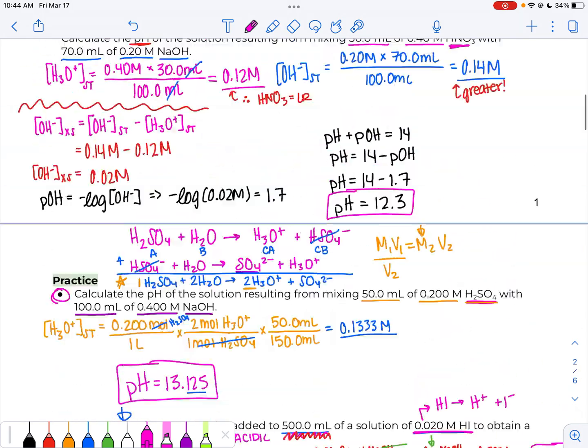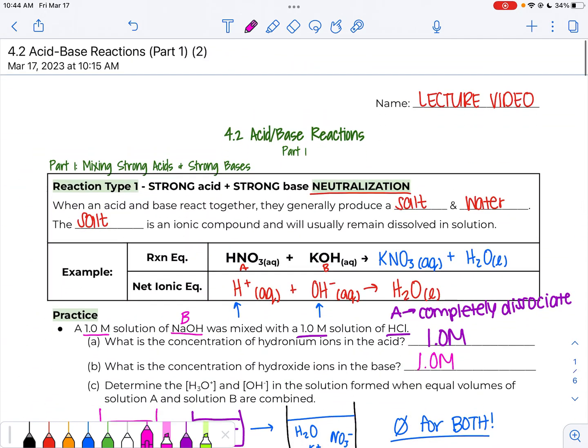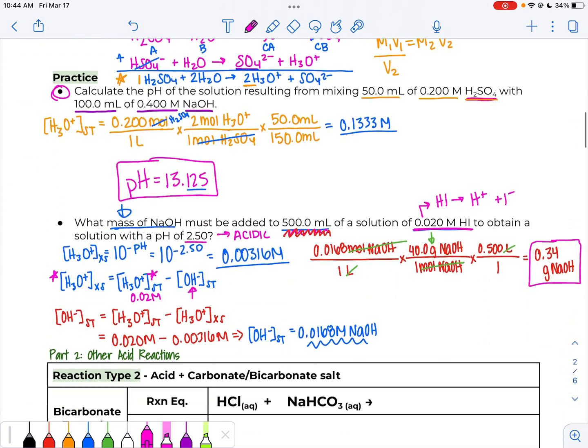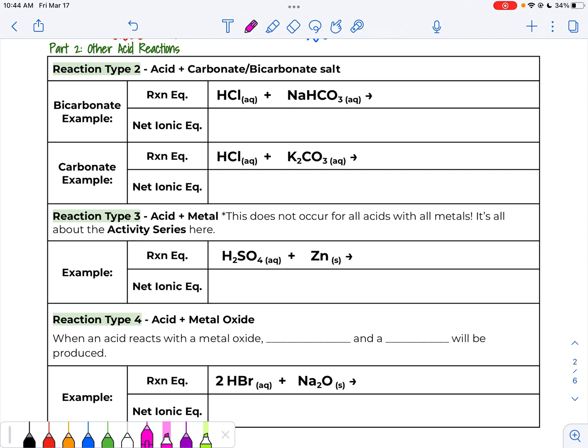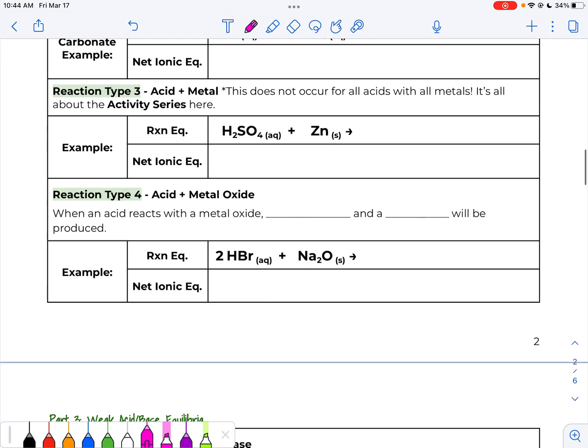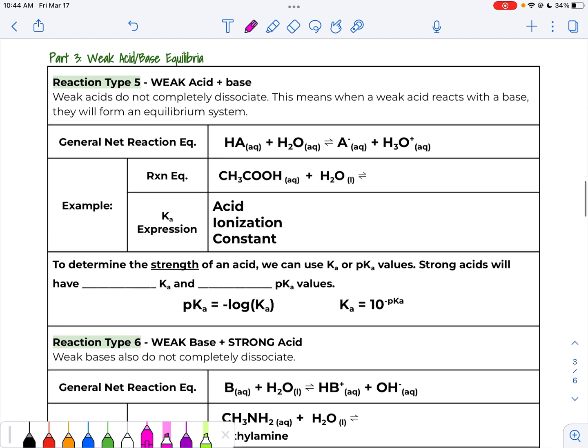Yay! All right, so I know this video is going to end up being kind of long, but I'm just going to do it all in one go. If you were absent on this day, use my answer key, check my notes on Canvas to work through this acid reaction section. I'm going to move on just to weak acid base equilibria because this is going to take a hot second. All right, weak acid base equilibria, here we go.